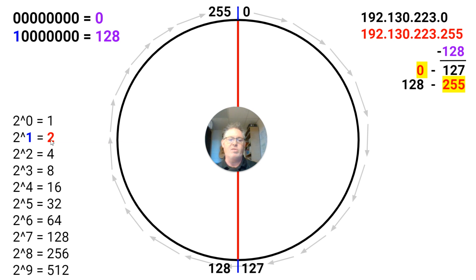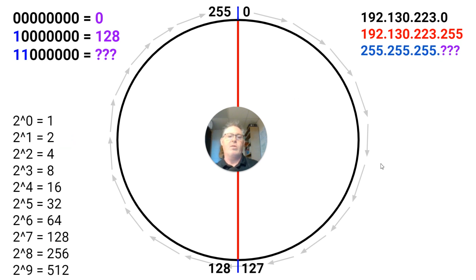2 to the first power is two networks. And we have 7 zeros left in the mask, which means we have 128 hosts per the two networks. That's how this math is going to work. Okay, let's look at another example.